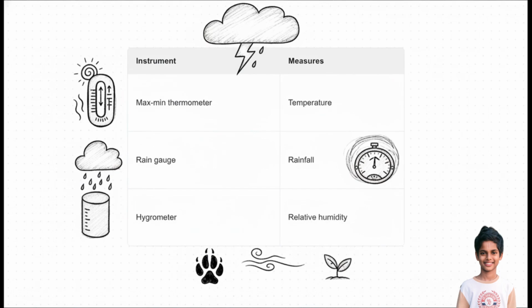Okay, time for some rapid-fire revision. You absolutely need to know your scientific instruments. To measure the temperature, we use a maximum-minimum thermometer. To figure out the exact amount of rainfall, we look at a rain gauge. And to measure relative humidity, which is basically how much moisture is floating around in the air, we use a hygrometer. 3 instruments, 3 guaranteed marks on your paper.